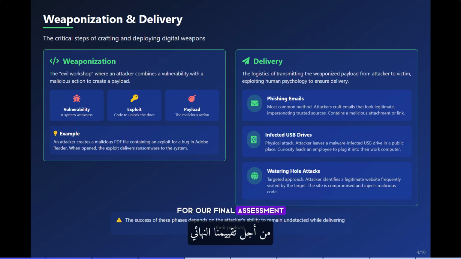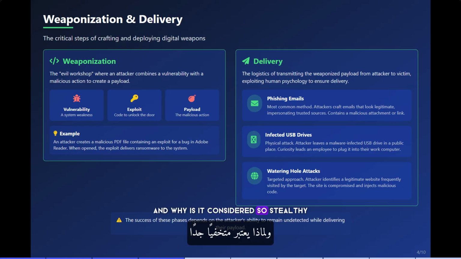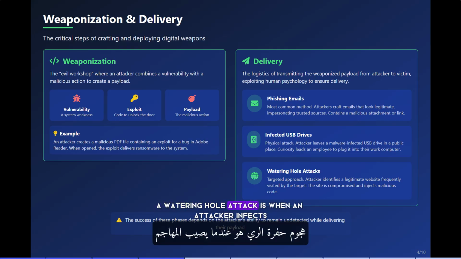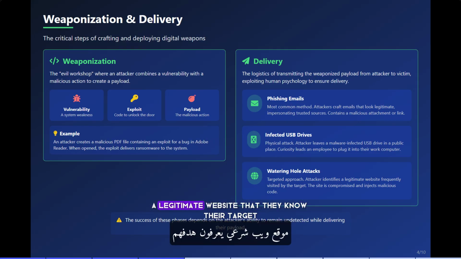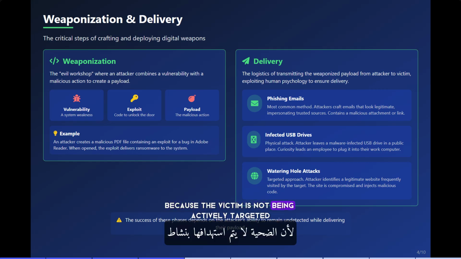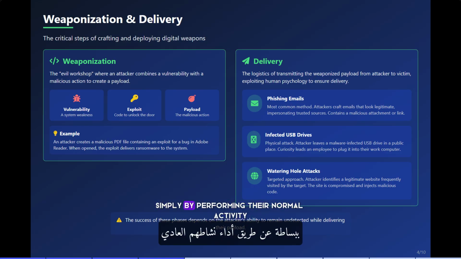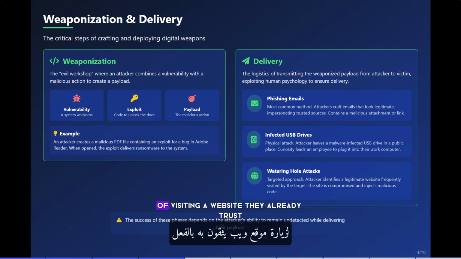For our final assessment, how would you describe a watering hole attack, and why is it considered so stealthy? A watering hole attack is when an attacker infects a legitimate website that they know their target victims visit often. It is stealthy because the victim is not being actively targeted with an email or message. They get infected simply by performing their normal activity of visiting a website they already trust.